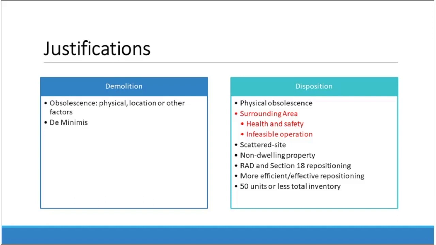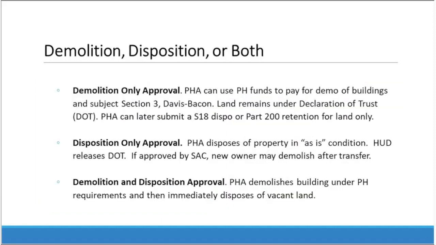RAD and Section 18 repositioning combined, so sometimes called RAD Section 18 blend, more efficient and effective, and then if you have 50 units or less in your inventory. Those are the types of justifications that exist for a Section 18 disposition. So then are you asking for demo, are you asking for dispo, are you asking for both?